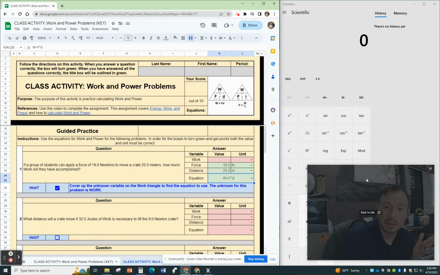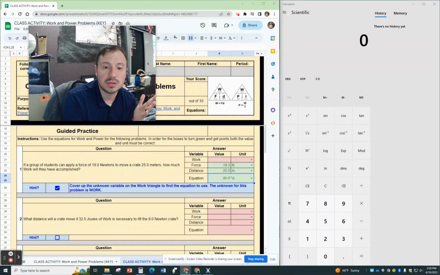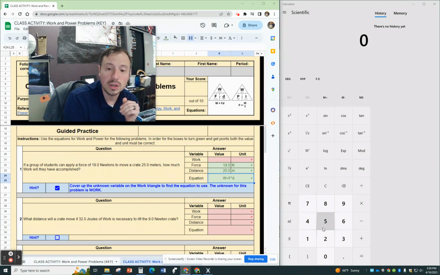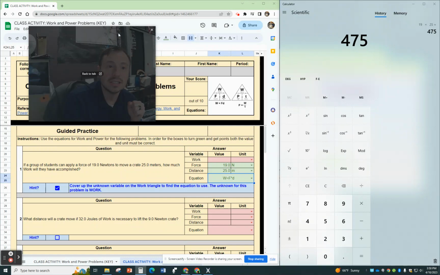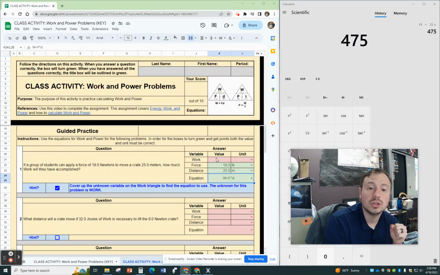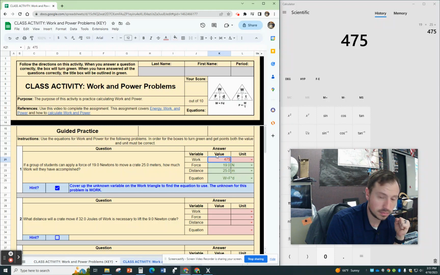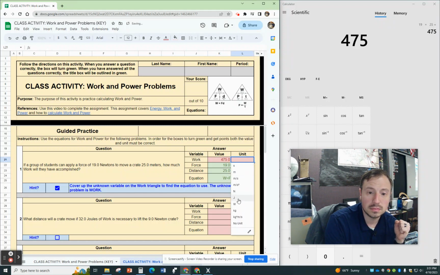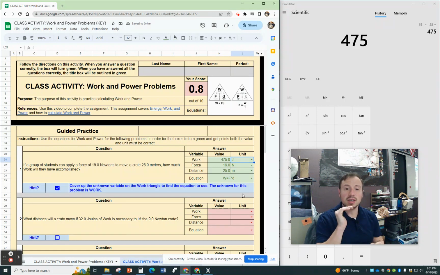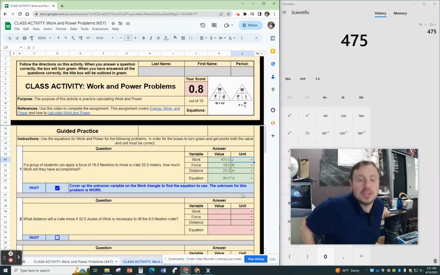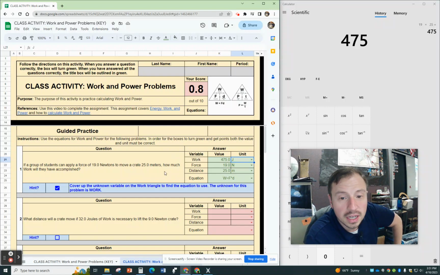So in this problem, I'll put this screen up here. I'm going to take the force, which is 19 newtons. I'm going to multiply it by 25 meters. 475 joules. 475 joules of work was done. Right, so notice you have to get the value and the unit correct for it to turn green, and I get a point once I get the whole problem.